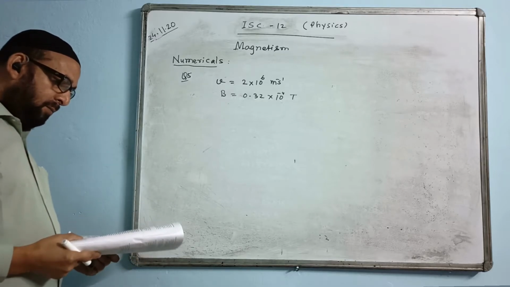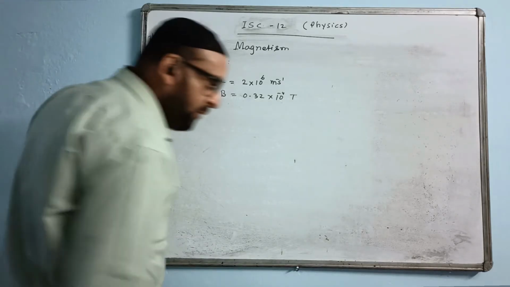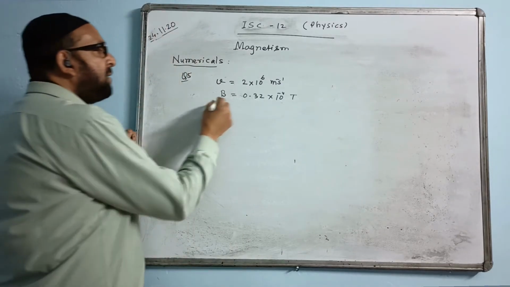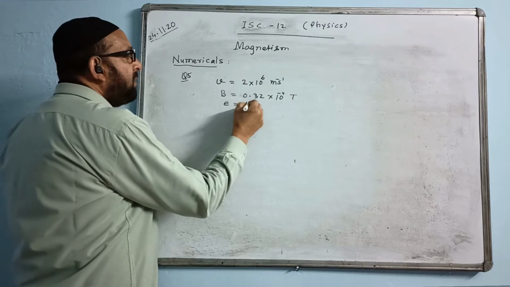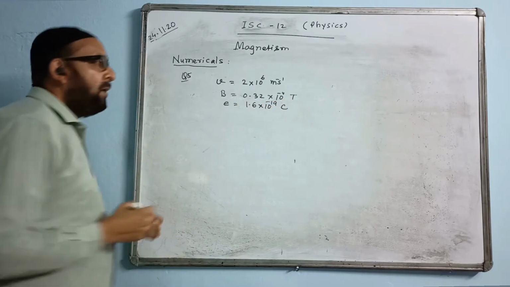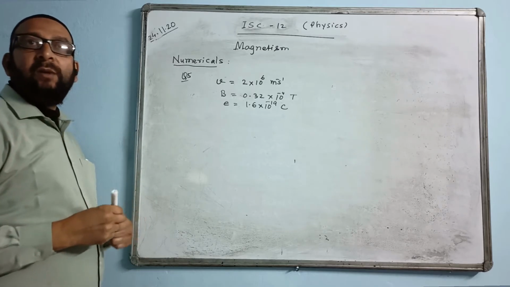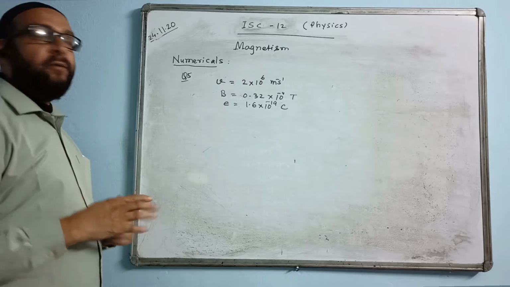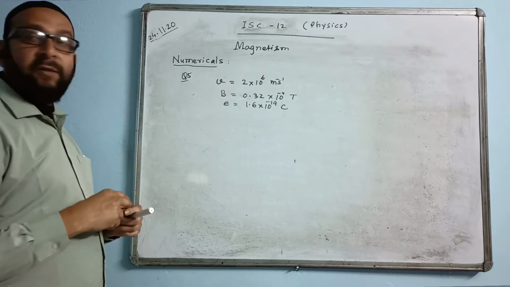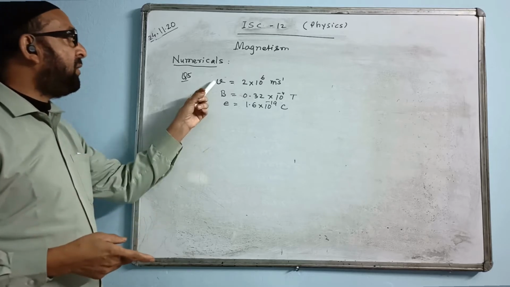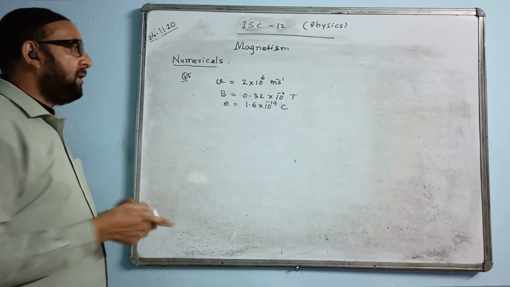You have to find the value of force. It is an electron. We know the charge of the electron, that means e. The value of e is always 1.6 into 10 to the minus 19 coulomb. So which formula is suitable to apply? Force can have two types of formula: F is equal to ILB sin theta or F is equal to QVB sin theta. Here velocity is given, so we will write QVB sin theta.